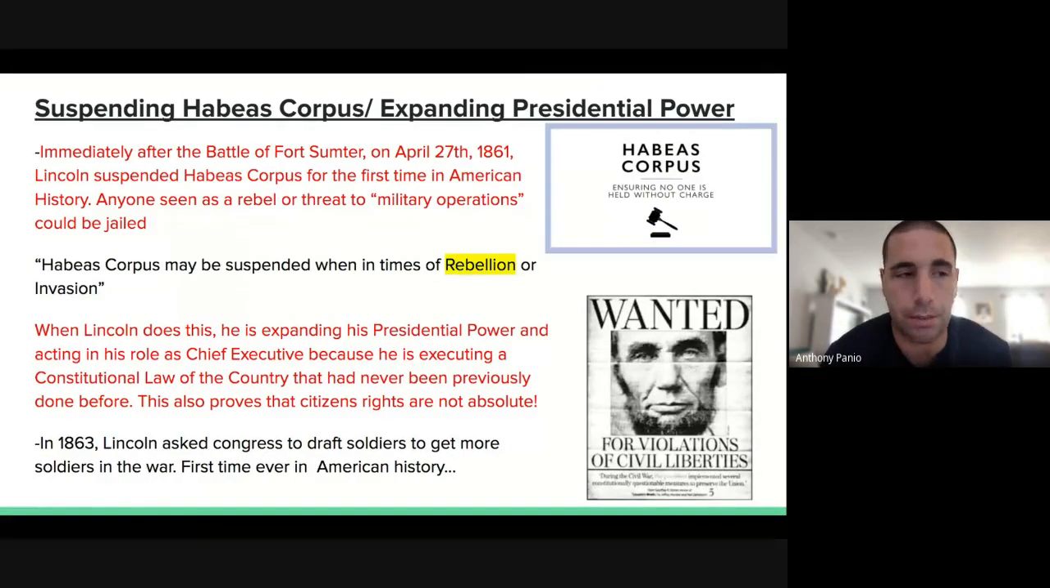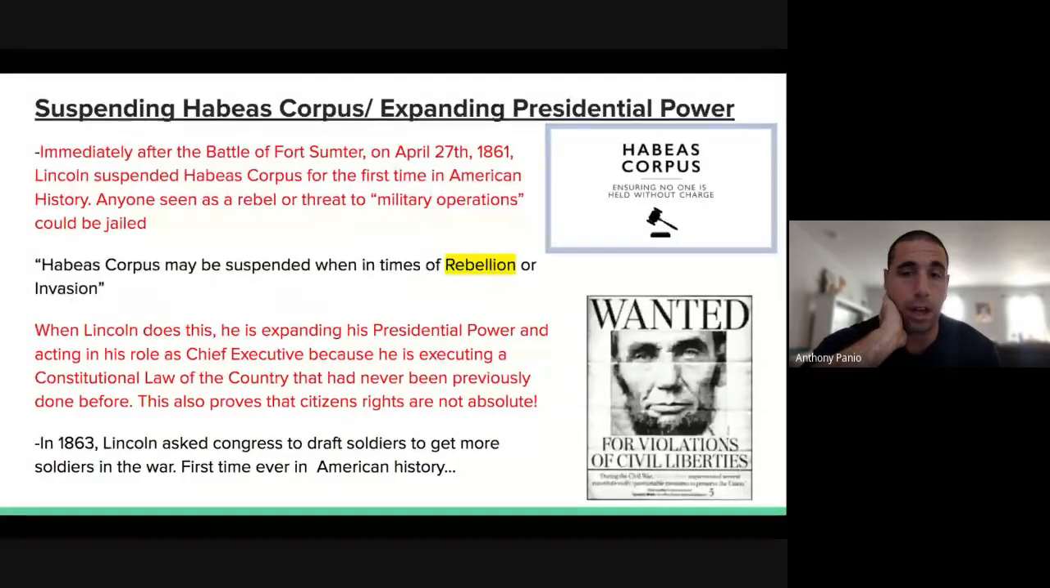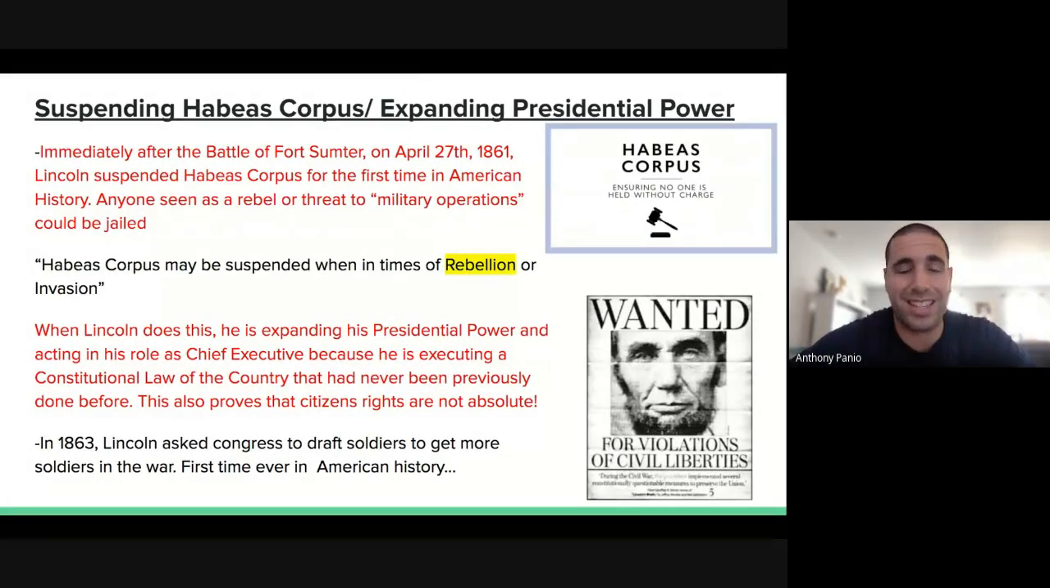If you look back, the wording in our Constitution says this: habeas corpus may be suspended in times of rebellion or invasion. Well, the Union is not being invaded right now. The South is not trying to invade the North, but they are rebelling against the North. Sometimes the Confederates are known as the rebels. So this is an act of rebellion.